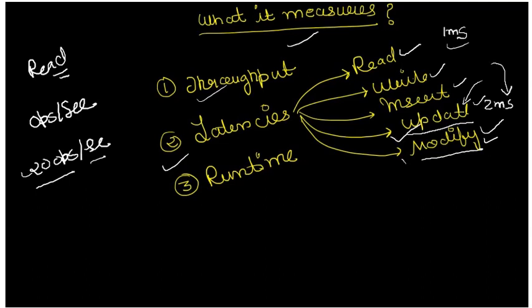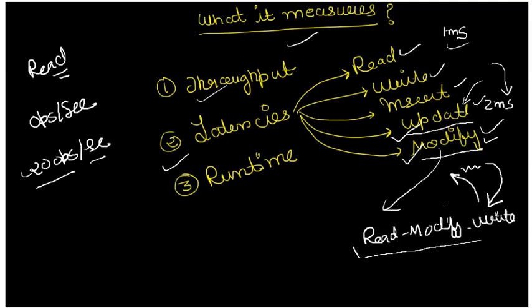In a modify operation, a record is first read, then it is modified, and then it is written back to the database. So this is called the modify operation in the YCSB. YCSB actually uses it as read, modify, write. So you will see the term read, modify, write everywhere in the YCSB.